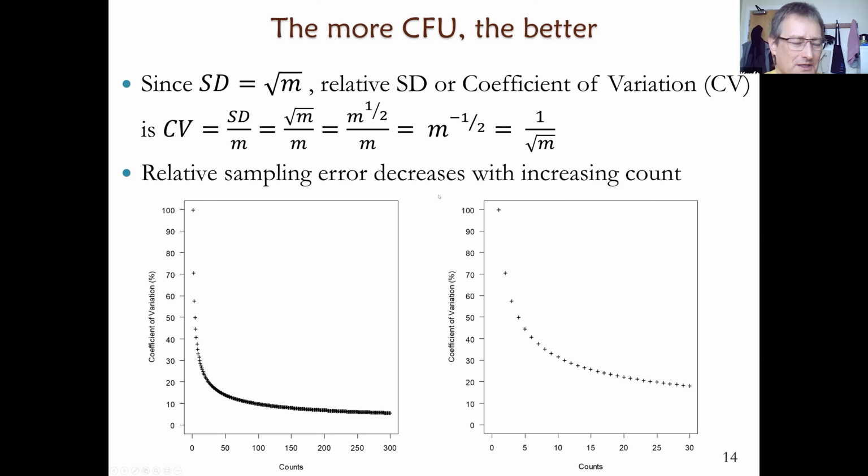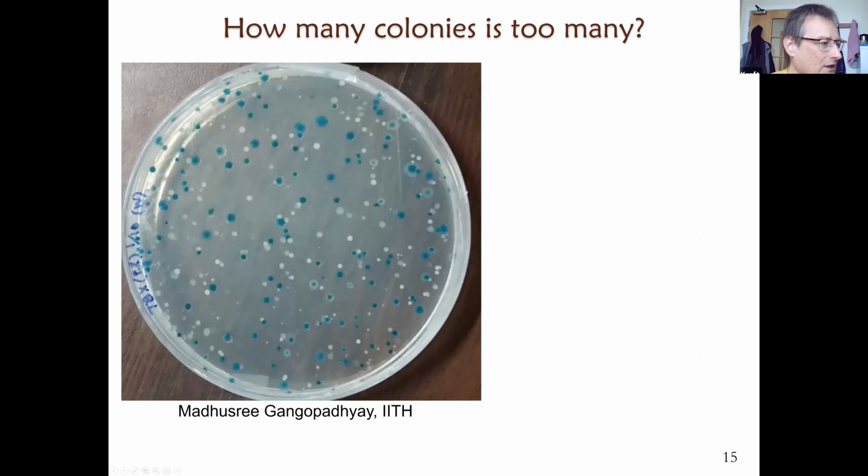And this error is unavoidable. And the key thing to realize is the higher the count, the lower your relative standard deviation. So this is why it's good to have a higher count. The higher the better from that point of view, although the benefits of the increased number of counts are diminishing.